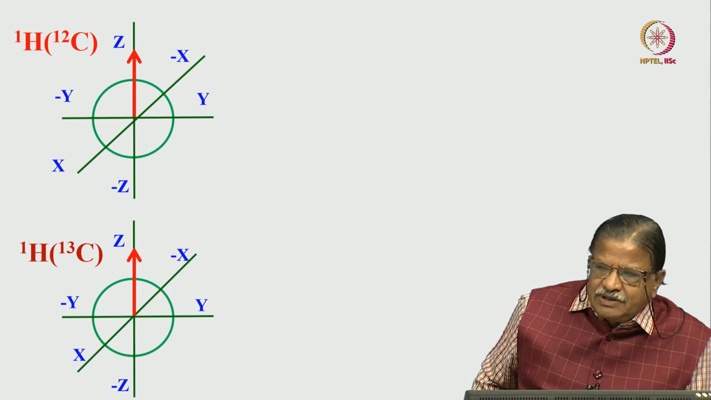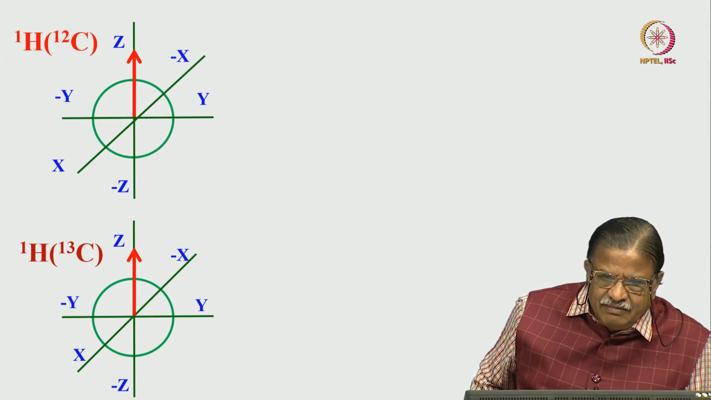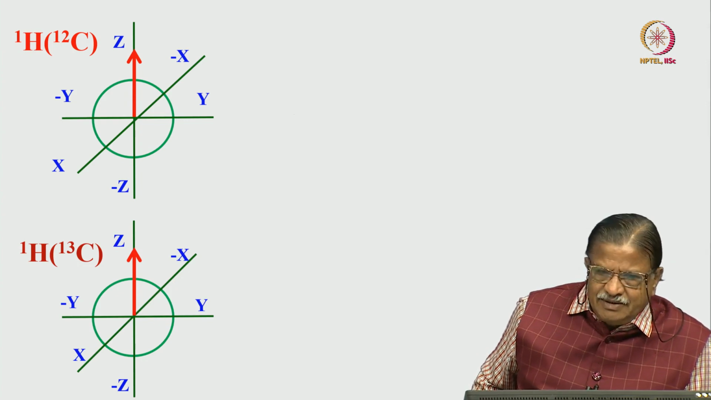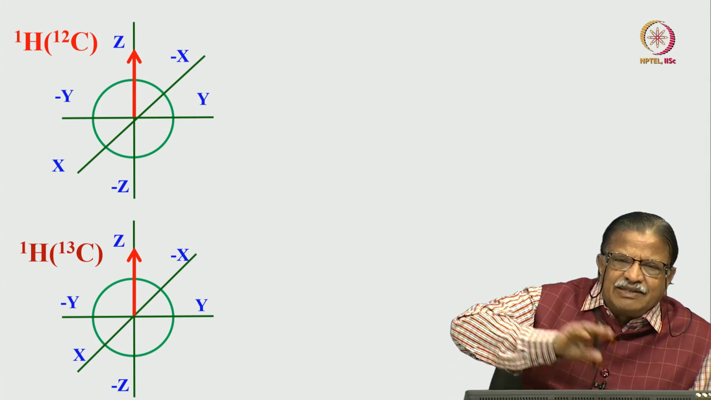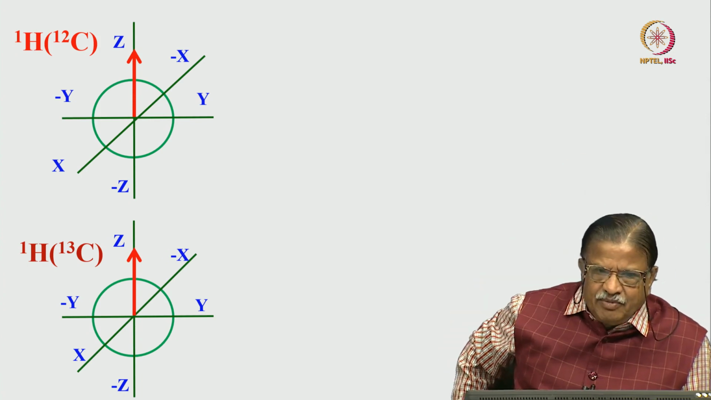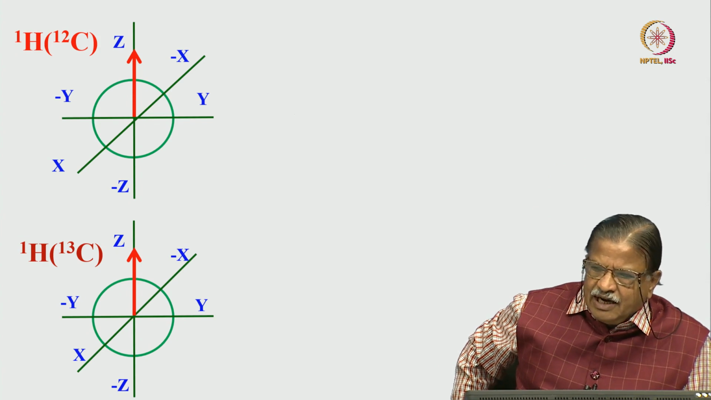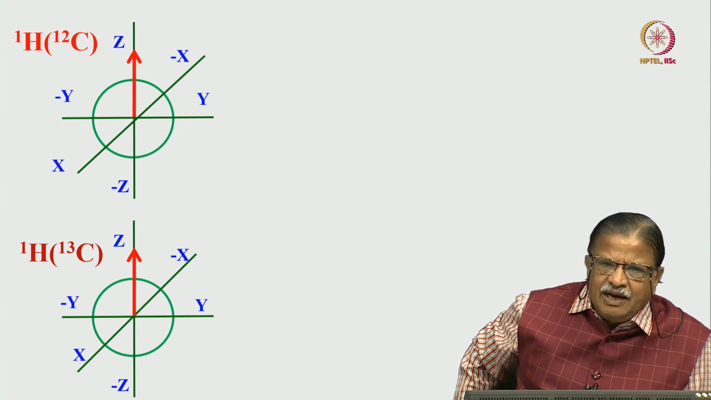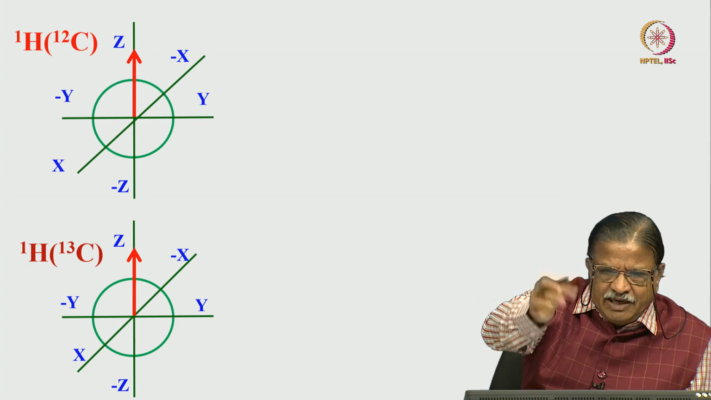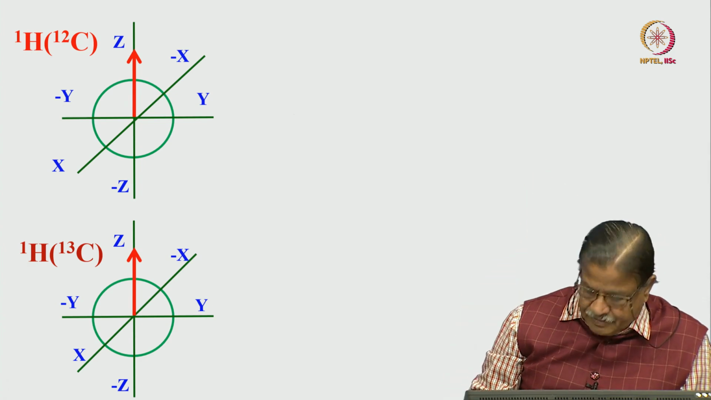When you put both samples in a magnetic field, in both cases, magnetization will be along the z axis. Both carbon 12 attached to proton and carbon 13 attached to proton are along the z axis. As soon as you put the sample in a magnetic field, this is what happens.